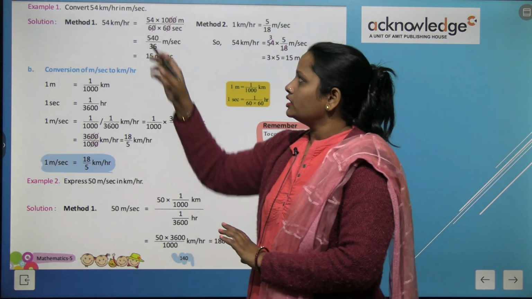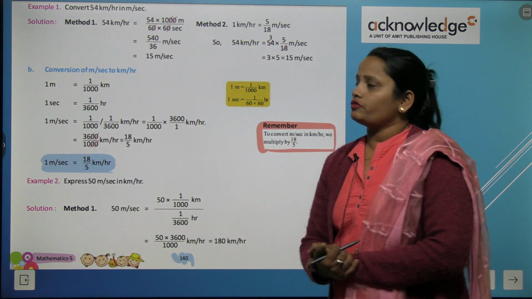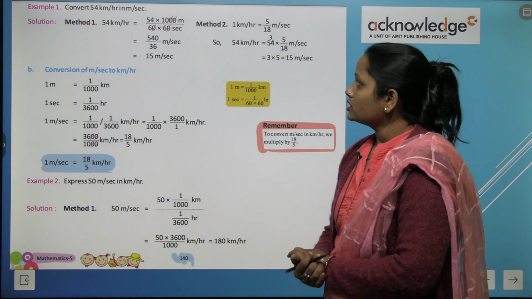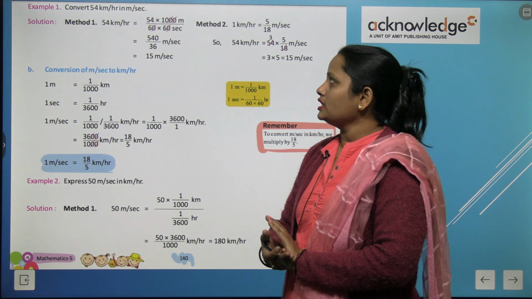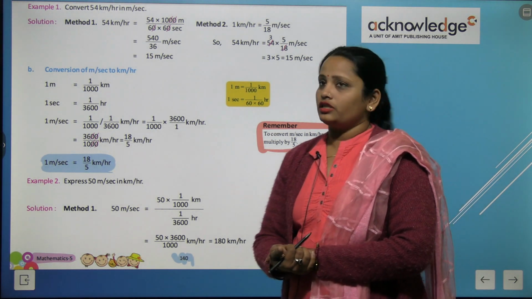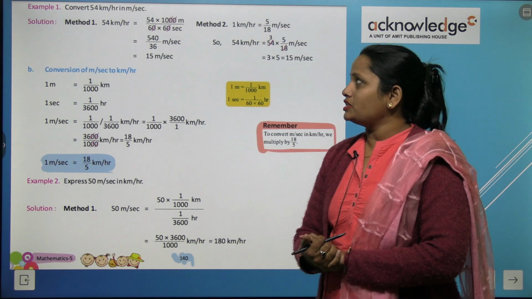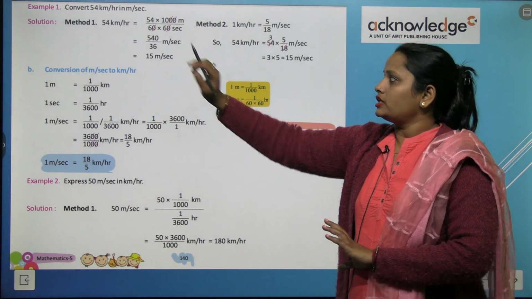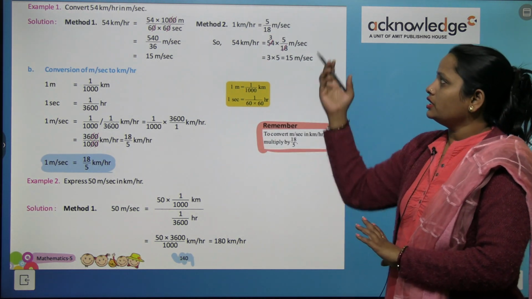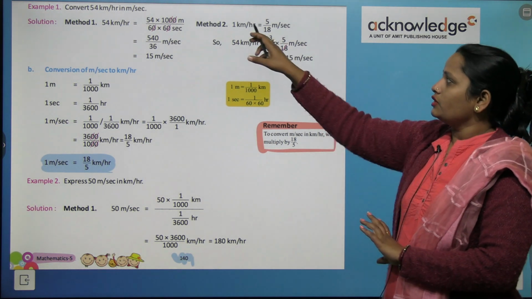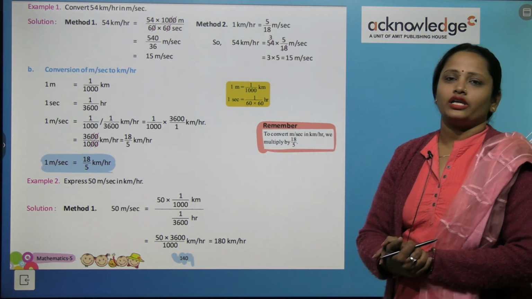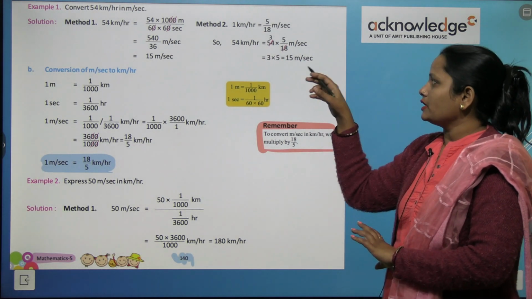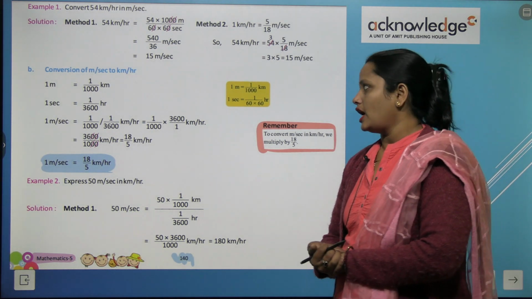Now here you can see the question is given. We have to convert 54 kilometer per hour to meter per second. We have to convert this 54 into meters and this 1 hour into seconds. So we get 15 meter per second as the answer. The other way says that 1 kilometer per hour is equal to 5 upon 18 meter per second. Now we will multiply 54 by this. On multiplication we get 15 meter per second as the answer.